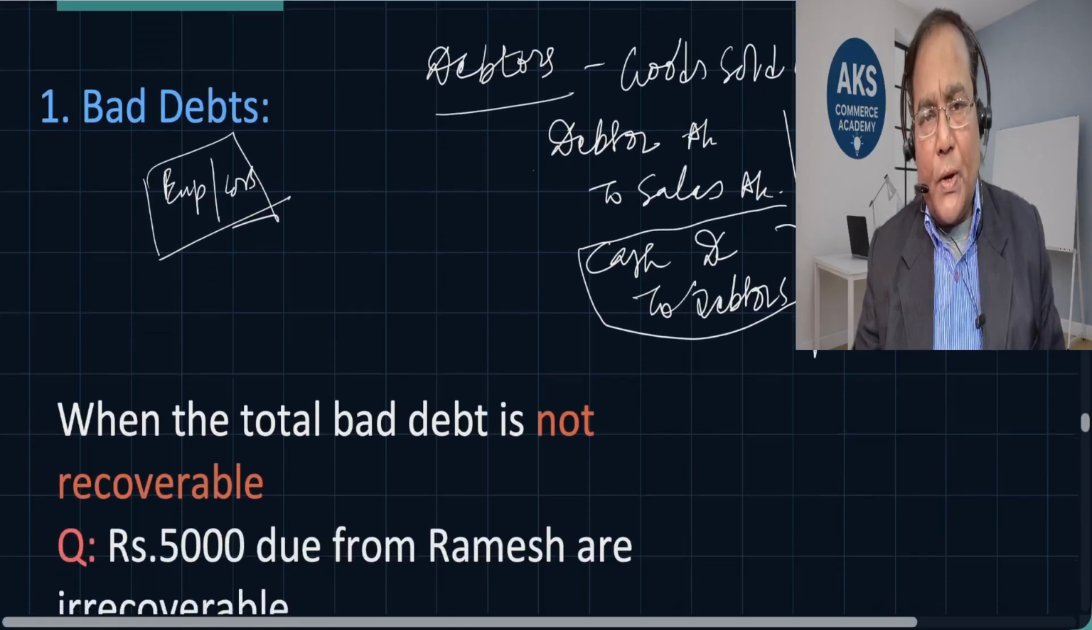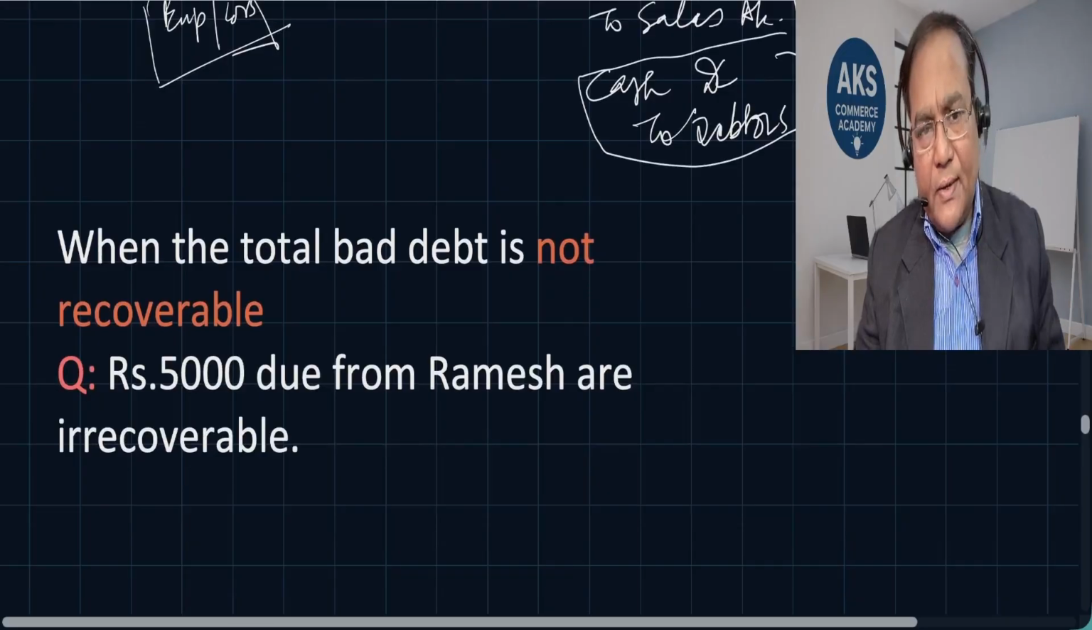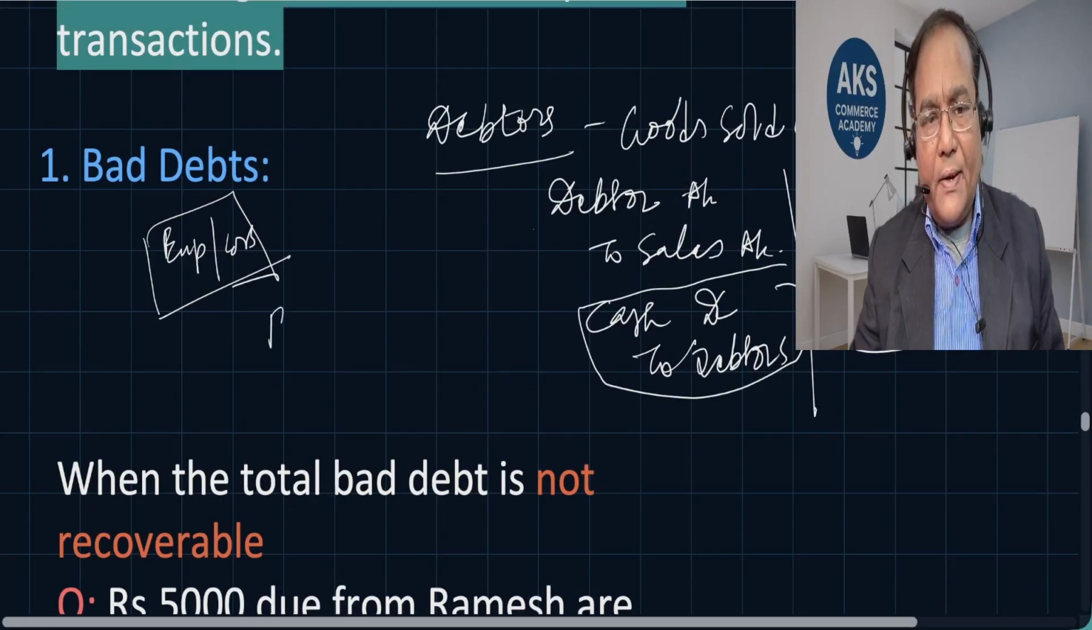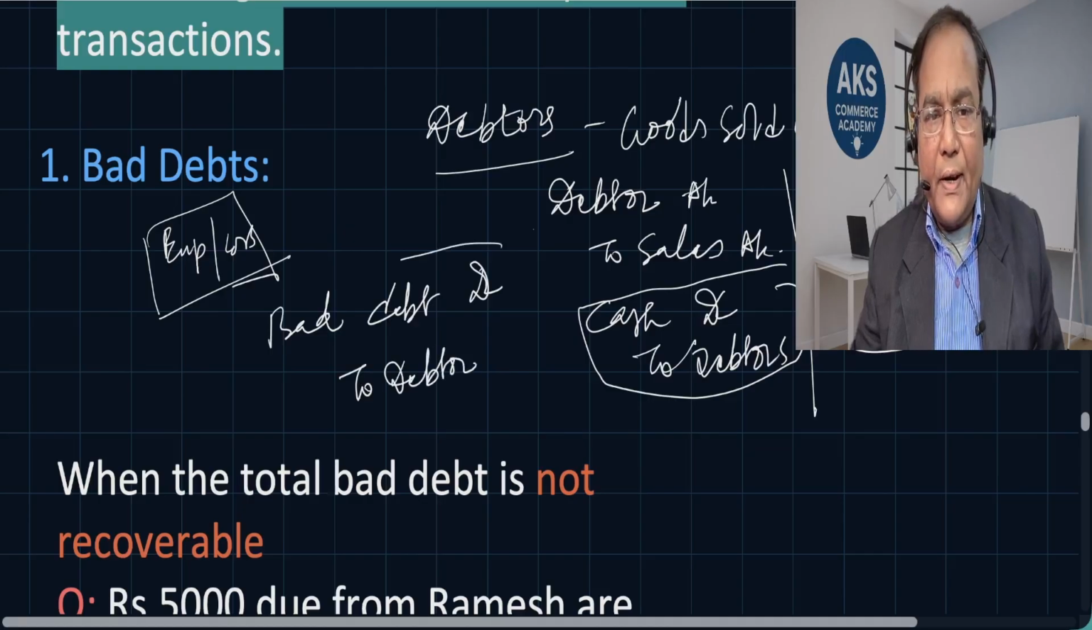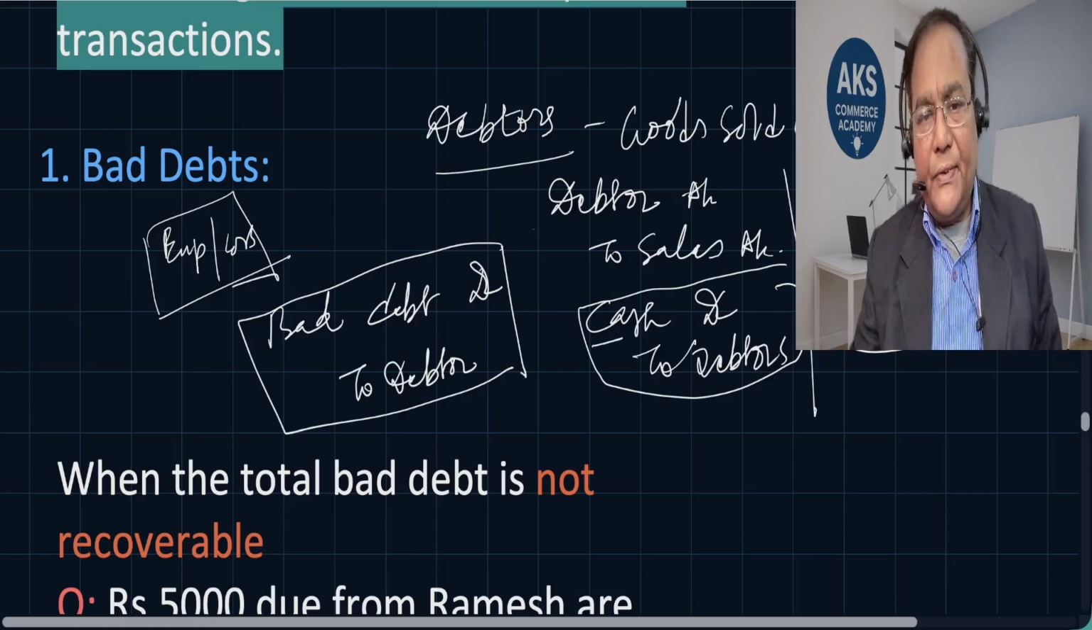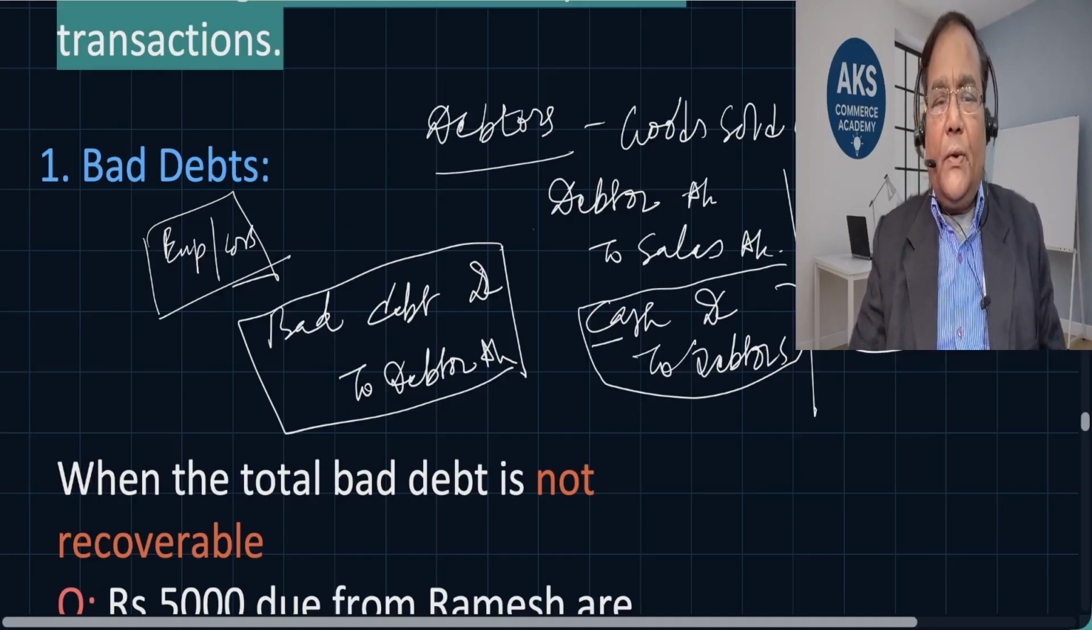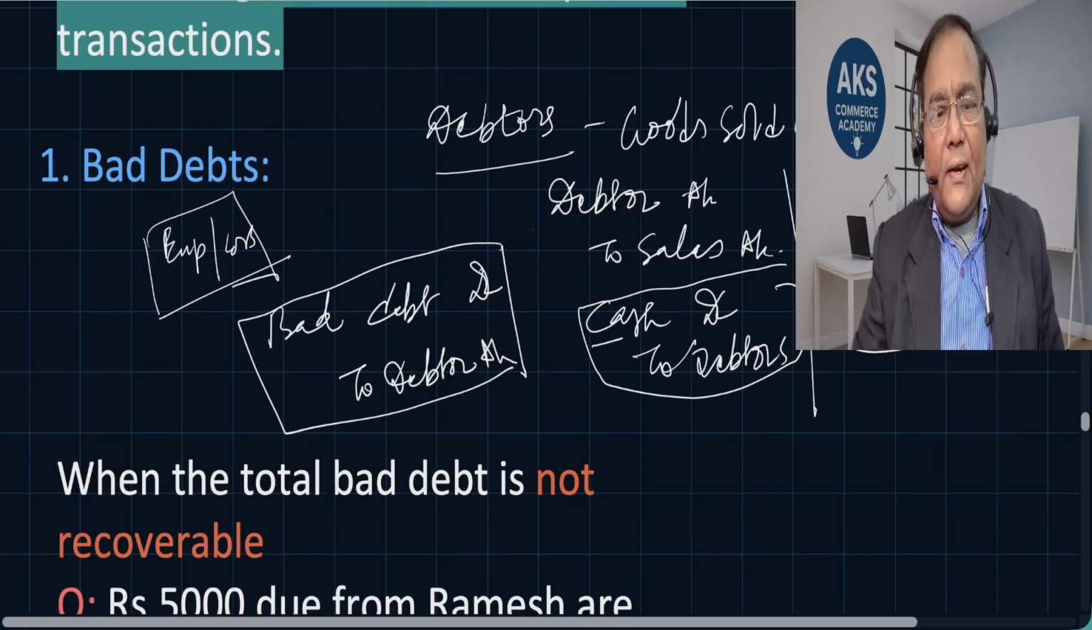Now what are the situations which are likely to happen when there is a bad debt? When total bad debt is not recoverable, the entry that we have passed is bad debt debit to debtor. This is the entry that we are passing for bad debt. So instead of cash, since we are not receiving cash, we are debiting bad debt and we are crediting debtor's account. Is this clear?